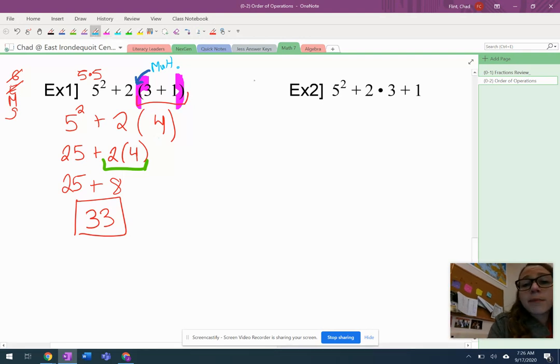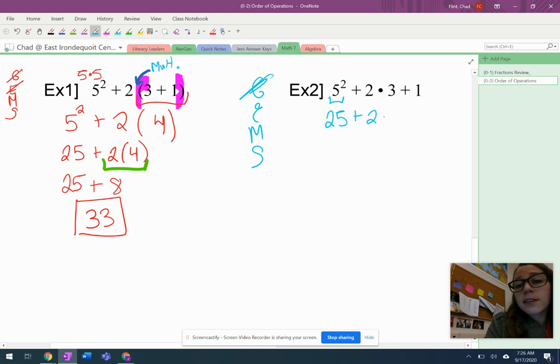So if I'm looking at my acronym for GEMS, starting with G for groupings, there's nothing grouped together here, so there's nothing for me to do there. E, exponents. I do have that exponent of 5 squared, or 5 times 5. So 25, and again, carrying everything else down as is.